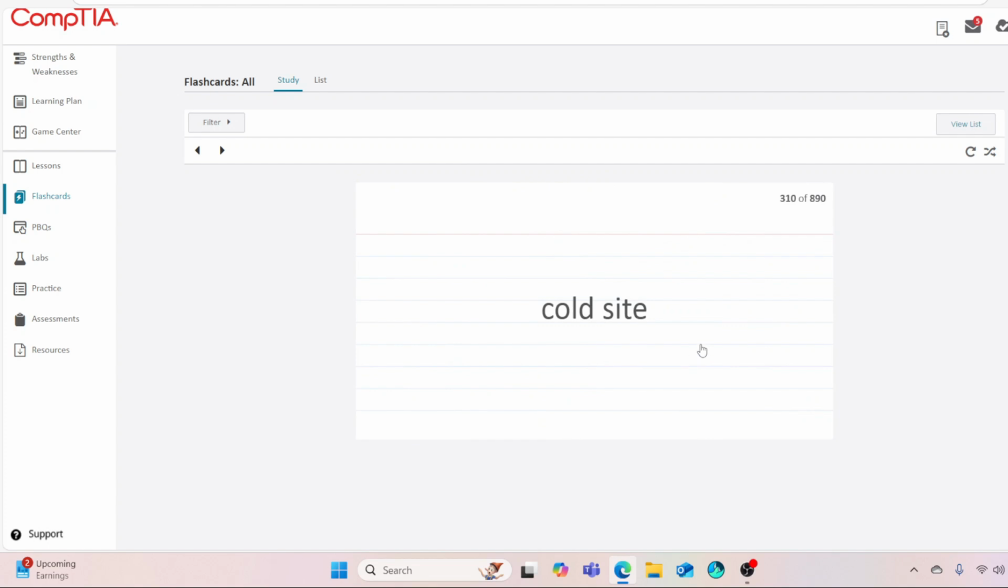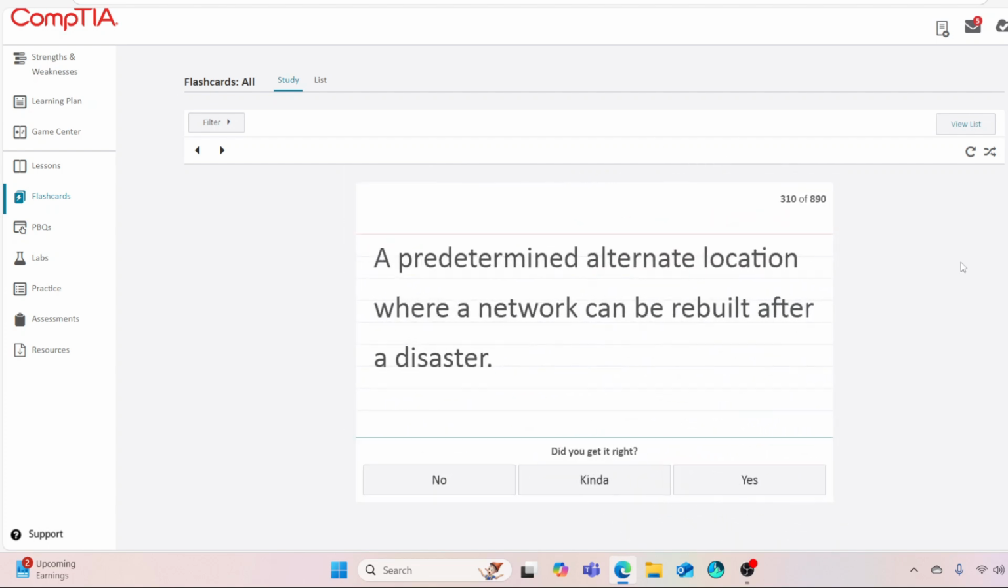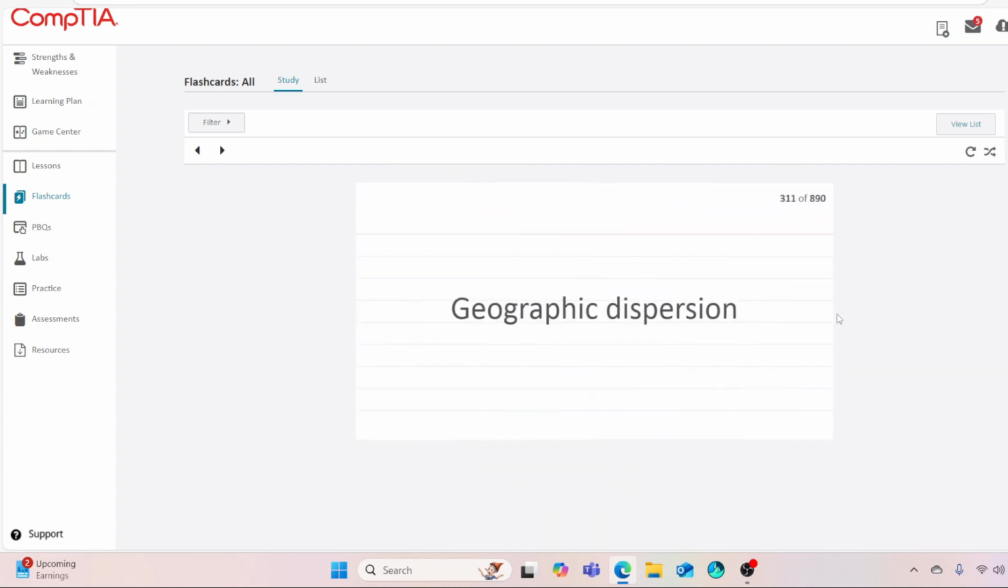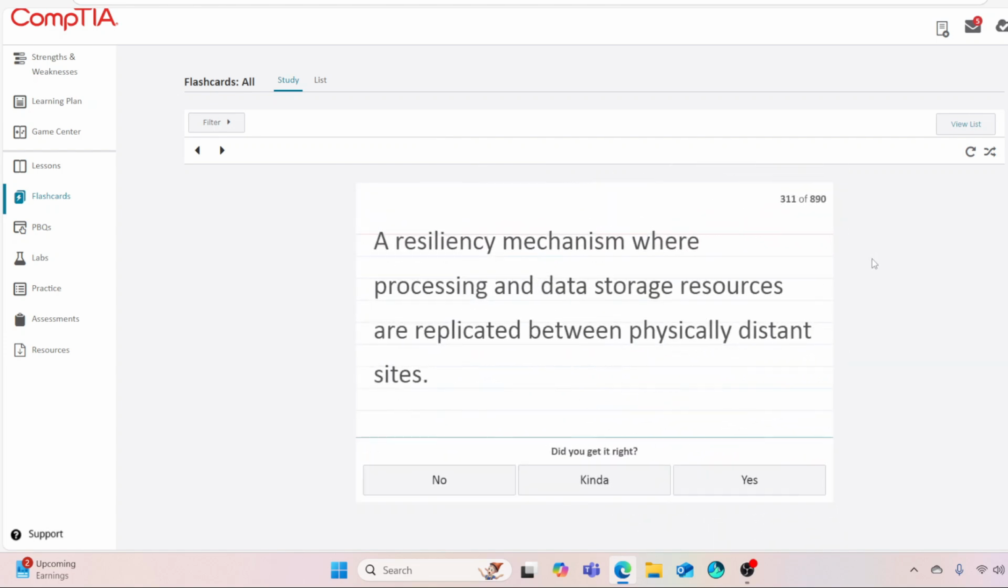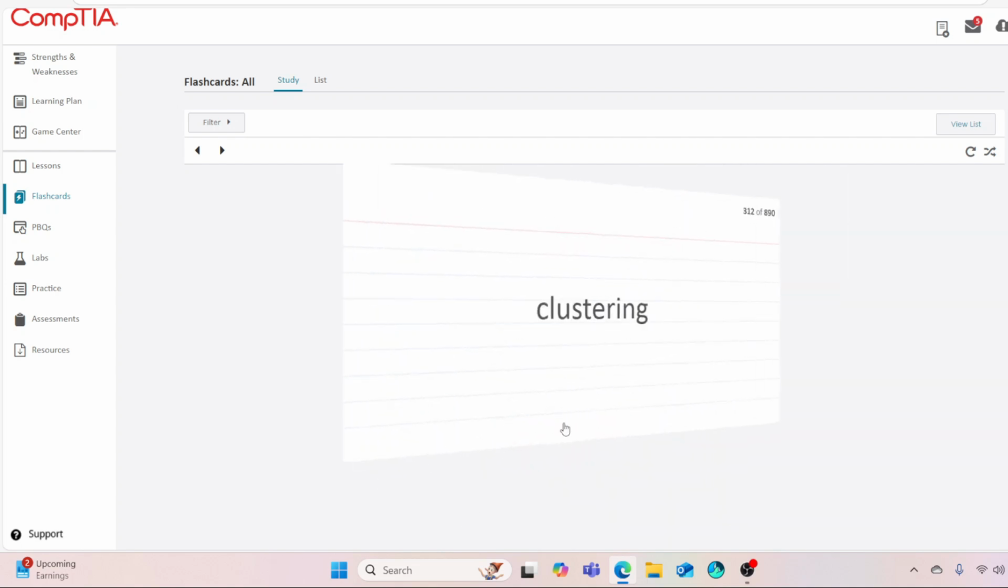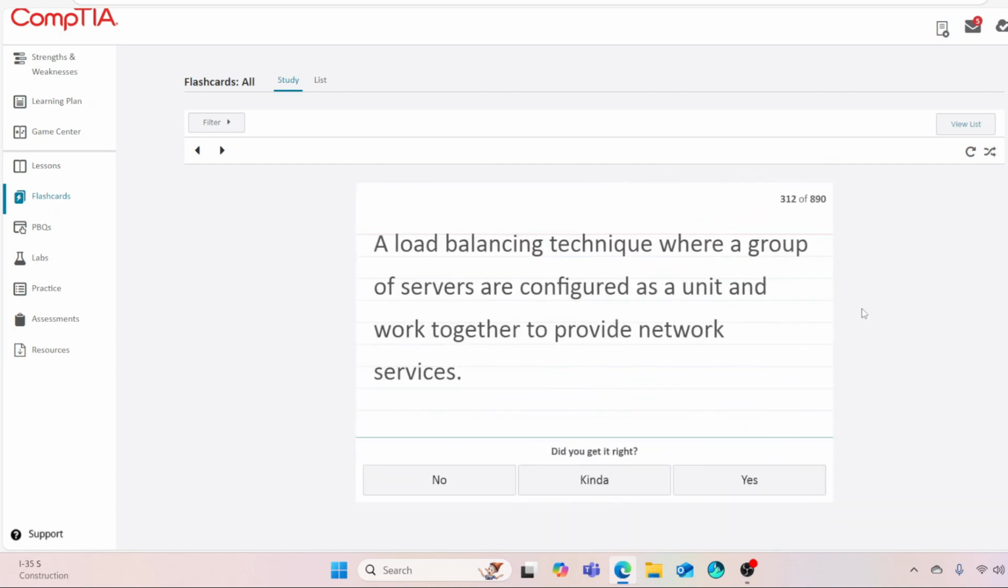Cold site. A predetermined alternate location where a network can be rebuilt after a disaster. Geographic dispersion. A resiliency mechanism where processing and data storage resources are replicated between physically distant sites. Clustering. A load balancing technique where a group of servers are configured as a unit and work together to provide network services.